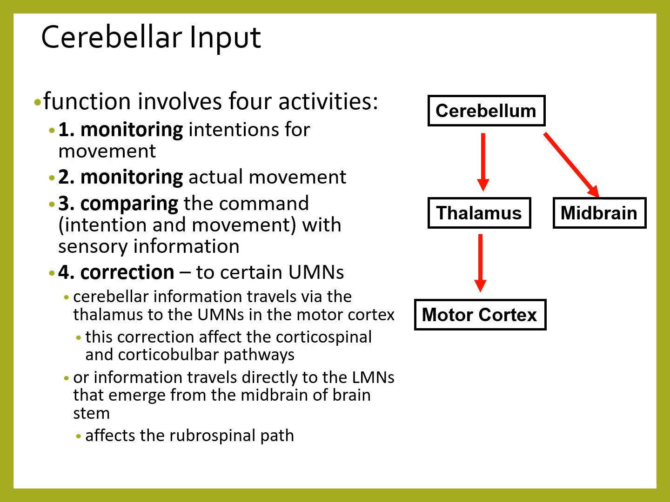For example, the cerebellum can send information via the thalamus to the upper motor neurons that originate in the motor cortex. And it can correct the motor commands that will travel down the corticospinal and corticobulbar pathways. Or it can send corrective information directly to the lower motor neurons that emerge from the midbrain of our brainstem. And this corrective information affects the rubrospinal pathway. And if you remember a few slides ago, we said the rubrospinal pathway is involved in walking.